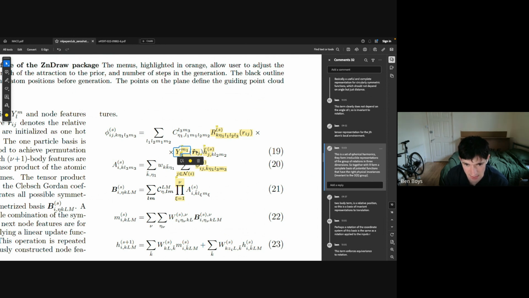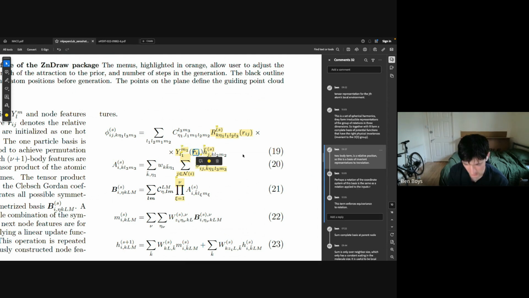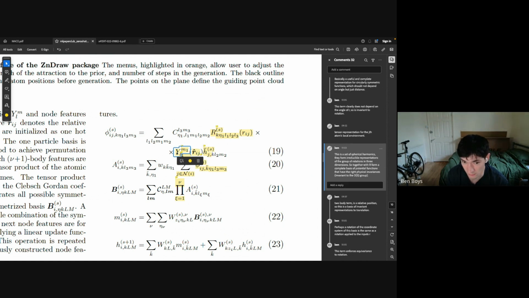You can immediately see it's translation invariant because it depends on the relative position. So it's only the edges that are input, and once you translate that edge, it doesn't change, this Rij, because it's between atom I and atom J. So translation invariant, but also rotationally equivariant because of these spherical harmonic functions.